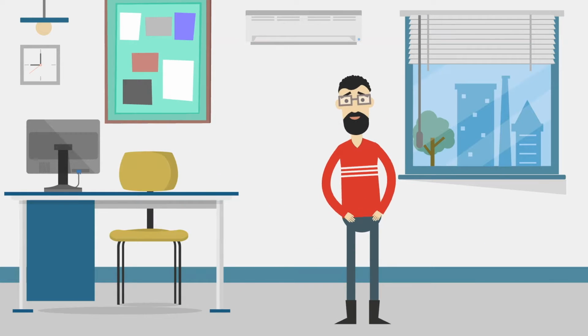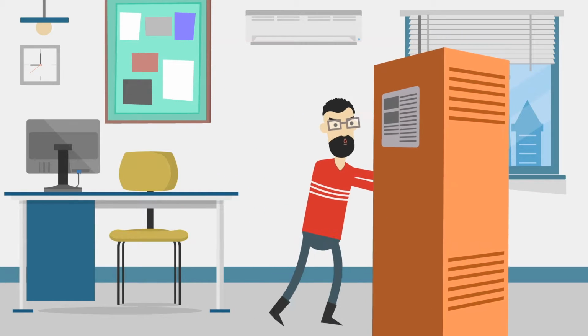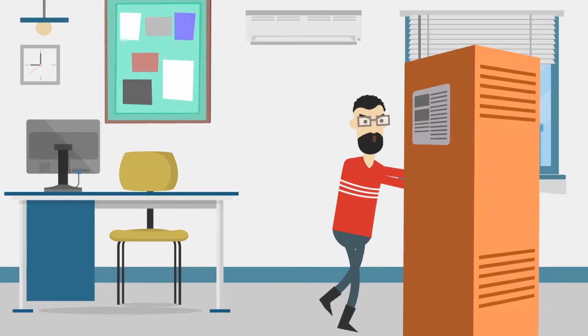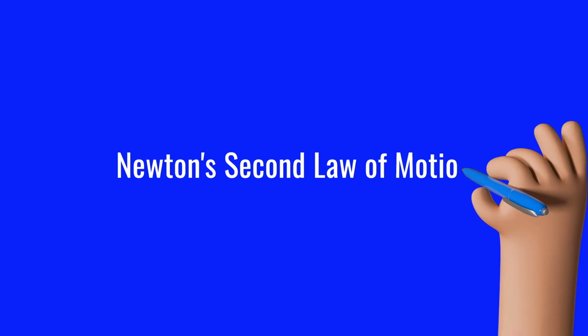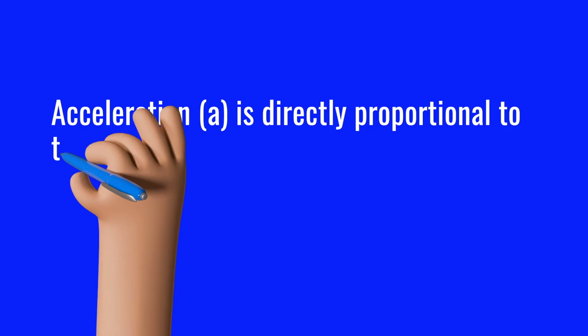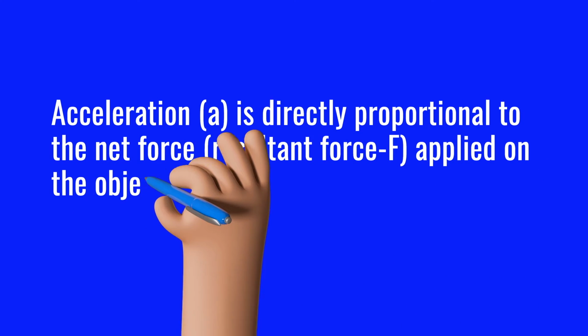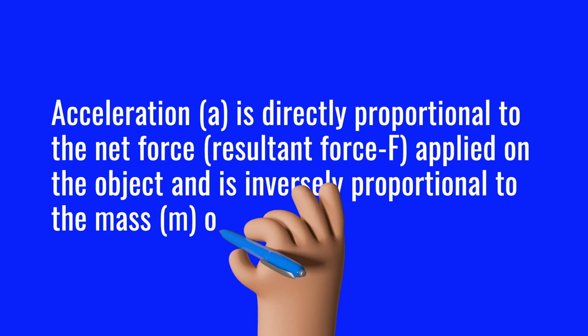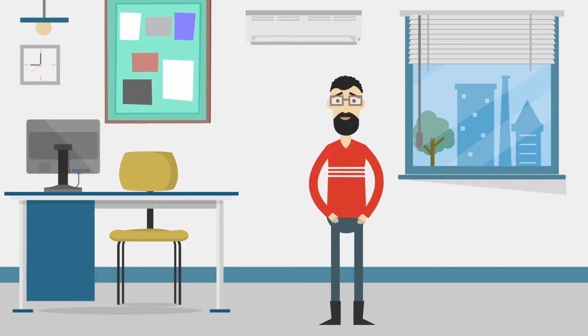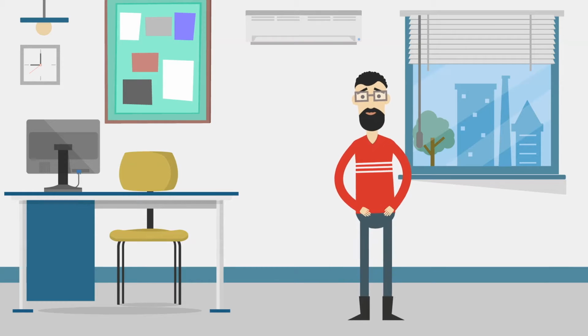Have you ever wondered why moving a smaller object is easier than moving a larger object? Newton's second law states that acceleration is directly proportional to the net force applied on the object, and is inversely proportional to the mass of the object. Let's look at how net force and acceleration are related.